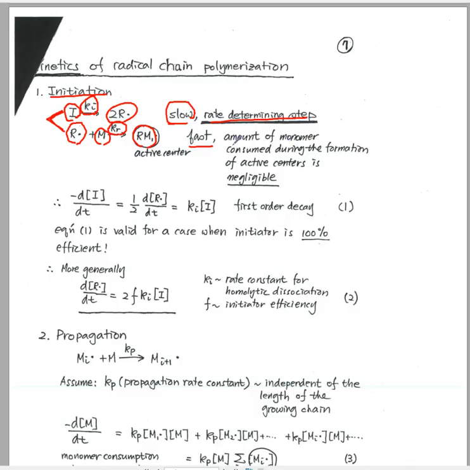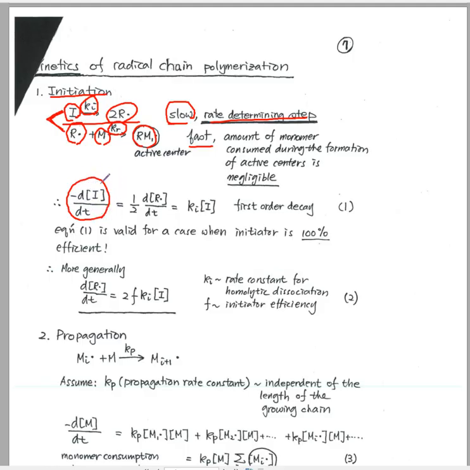Here, the amount of monomer consumed during the formation of the active center is negligible. In reality, the initiation step also consumes a small amount of monomer, but we can neglect it because the amount of monomer consumed during the propagation steps is much larger. Anyhow, since the first reaction is the rate determining step, we can write the reaction rate for the first reaction. So overall, the initiation rate can be written in this way.